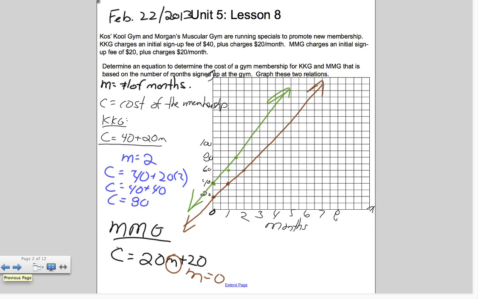What happens to the next one? It goes up 20 again. So it's going to go here. And for the red one, it's going to go there. After each month, each one is going up by $20. Right? They're going up by the same rate. Will one ever catch the other?